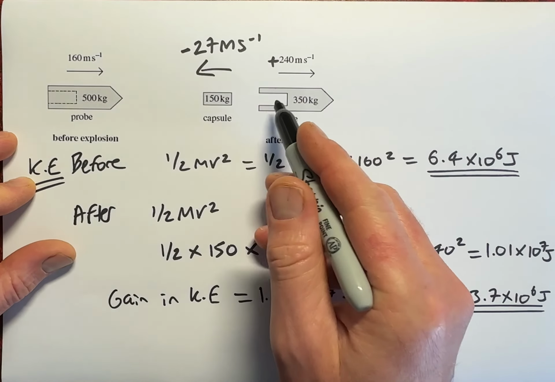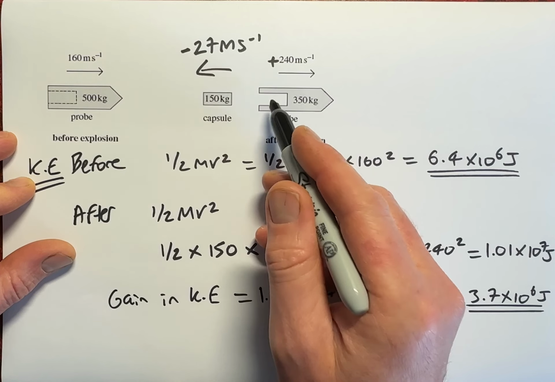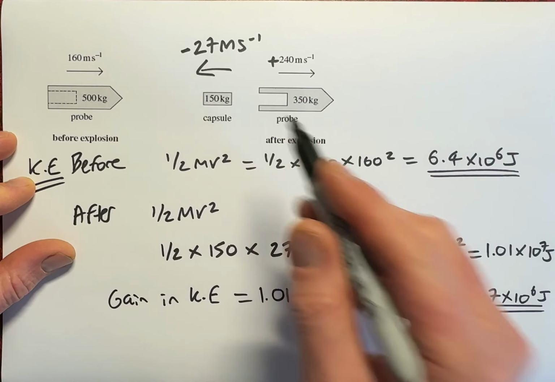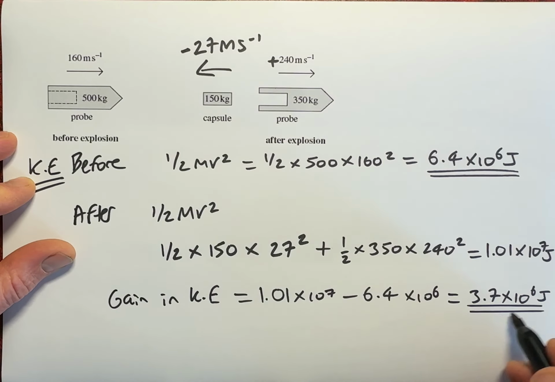Well, if you think about it, there was an explosion, and that explosion converted chemical energy from the explosives into extra kinetic energy of the objects. So this extra kinetic energy has come from the chemical energy of the explosive charge that was used to fire out this capsule. Okay, so that's that one done.